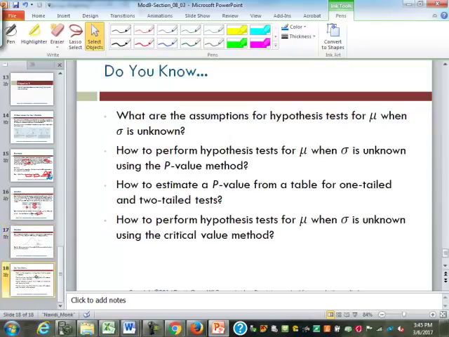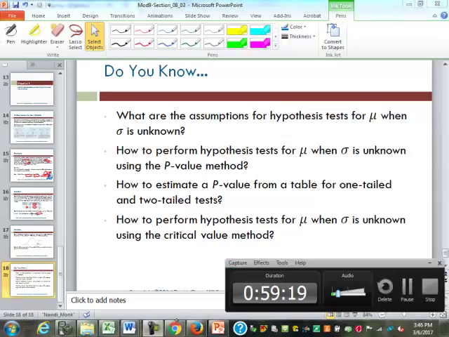Again, here we did all the same things. We did the hypothesis testing when the population standard deviation is not known. We did both p-value and critical value, and we looked up p-values in the table. Again, I don't recommend using the table for p-values. Use the calculator. I'm going to pause here for a second while I pull up the next part.